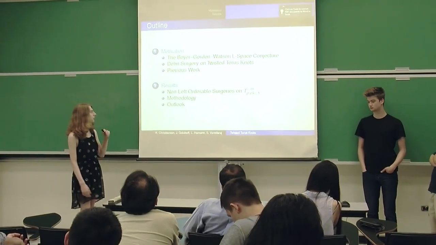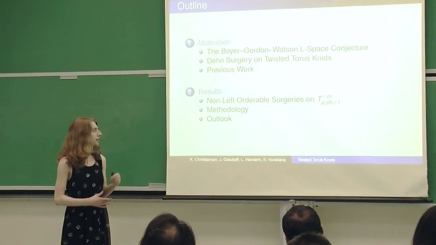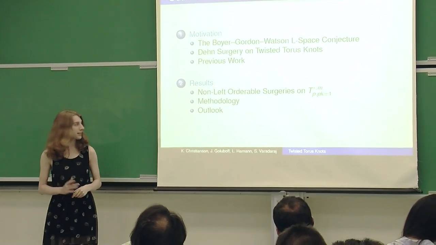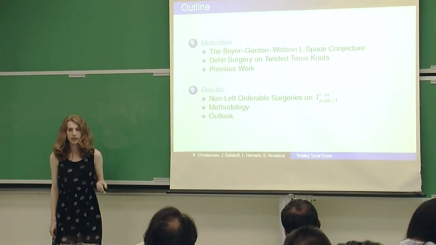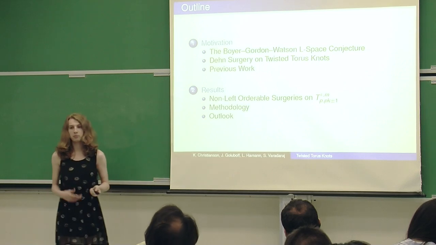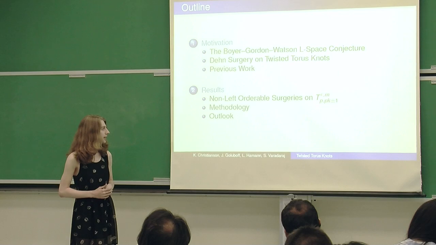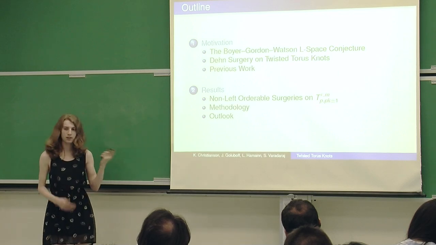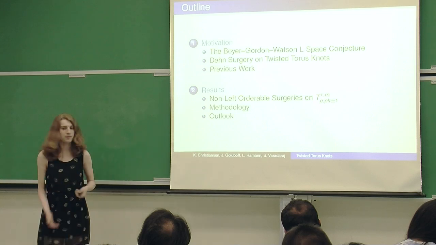First, we're going to motivate the results that we've been getting, which are about what's called the Boyer-Gordon-Watson L-space conjecture. We're going to talk about the specific cases in which we study this conjecture, which is Dehn surgery on twisted torus knots. We're going to talk a little bit about previous results for these specific cases. And then we're going to talk about our results and a little bit about our methodology, and then maybe some things that have yet to be proven.